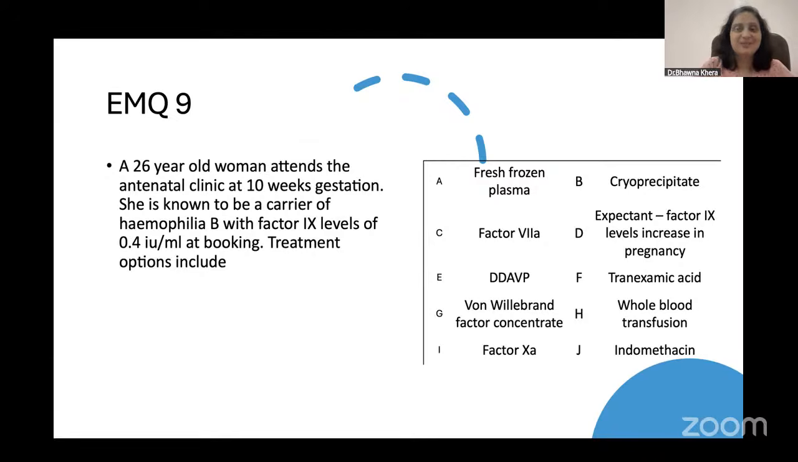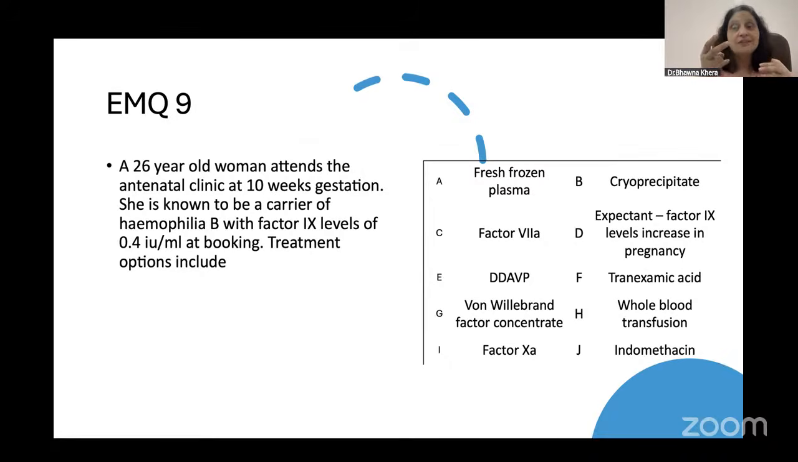For the second time, she had done one prior question as well. Very good, very good. And very good, Dr. Prabhati, as well, because you also got it right. This was a tricky question, right? Simple question. That factor 9 levels are below 0.5. So we know that we need to supplement that.